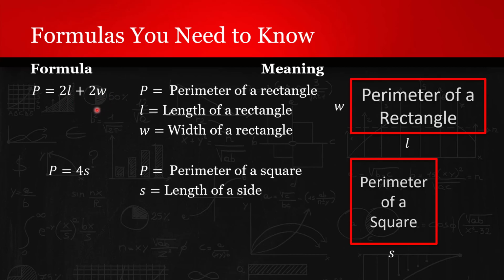W is the width. And then we also have the perimeter of a square. What is a square? Well, a square is basically a rectangle where the length and the width are the same. So since they are the same, the length is equal to s, the width is equal to s, and the perimeter is equal to 4 times s. Here we have 2 letters and only one number.